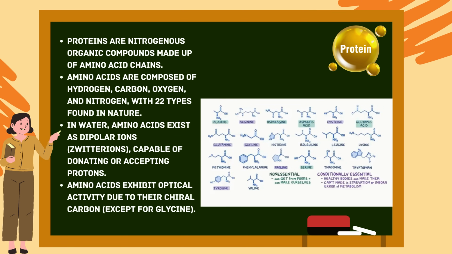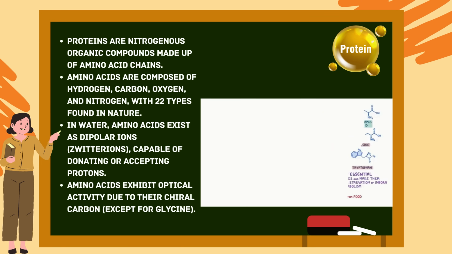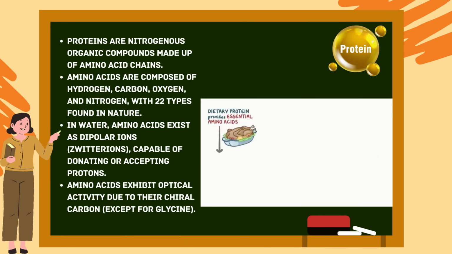Finally, there are 9 of them that we can only get from food: histidine, isoleucine, leucine, lysine, methionine, phenylalanine, threonine, tryptophan, and valine. We call these the essential amino acids. Dietary protein provides the essential amino acids that are needed to make our own protein, hormones, and other important molecules, a circle of life of sorts.